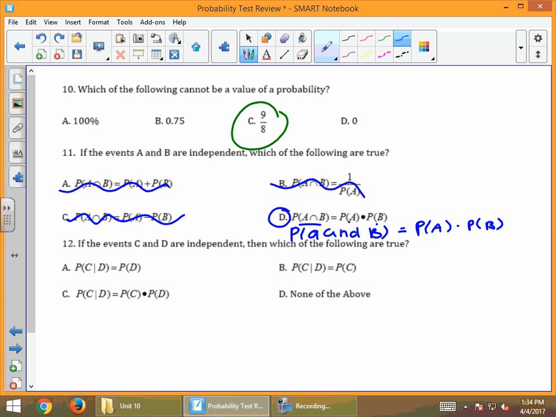And you're going to have a similar problem to this on your test, and you're going to have to be able to identify, oh, yes, that's true, two events are independent. You have to be able to identify that. All right? Same thing with 12. If the events C and D are independent, which of the following are true? So if two events are independent, which of the following are true?